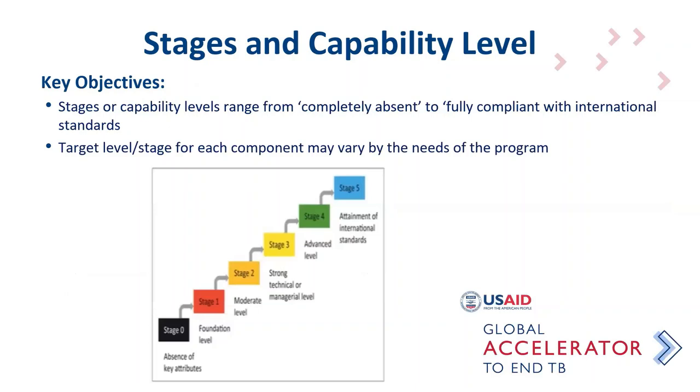And just to note that we use a staging or capability level that went from 0, completely absent, to fully compliant with international standards, 5. And so the target stage for each component may vary for each program. For example, a program in a country may agree that score 3 is the highest that they think they should attain for a component, while others may want to reach the highest stage, which is 5. Next slide.